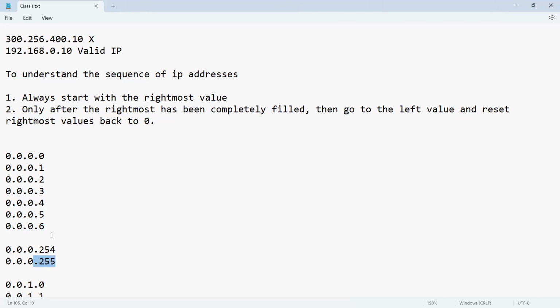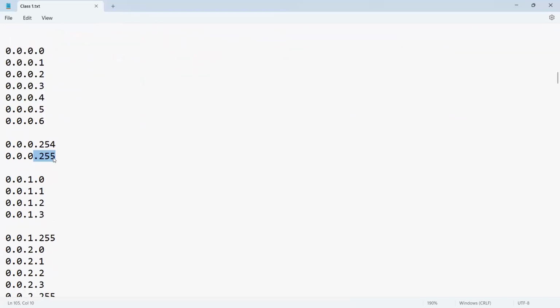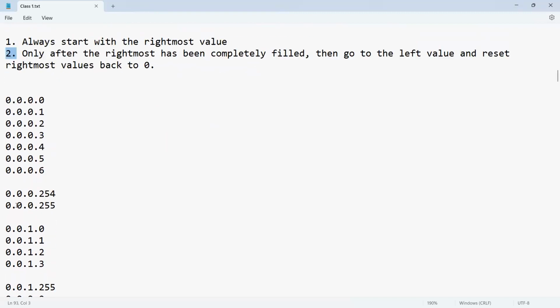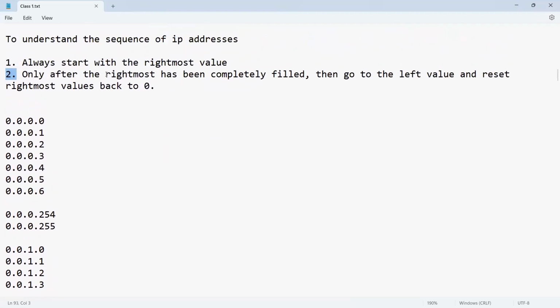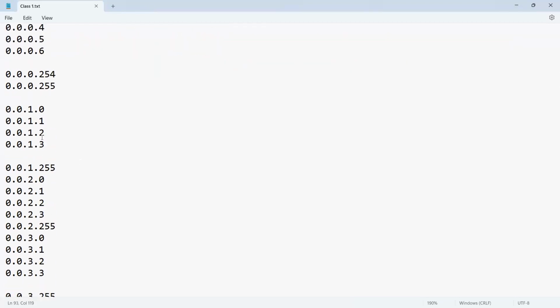Now, once you reach the maximum value for any octet, 255, that 255 cycles back to zero. So that's rule number two. Only after the rightmost octet has been completely filled do we go to the left value and reset the rightmost value back to zero. So once this reaches 255, we reset it back to zero, and the left value, the zero, now changes to one. So the next IP is 0.0.1.0.